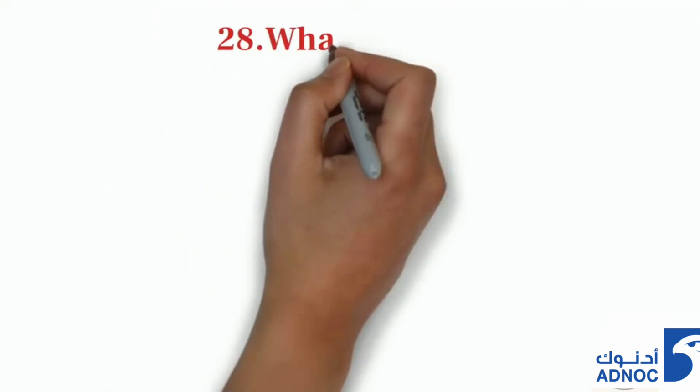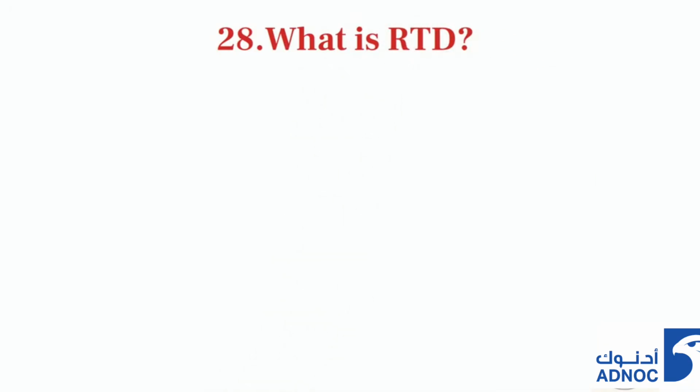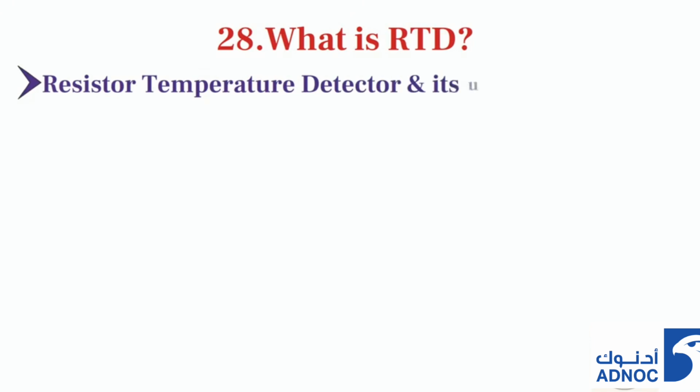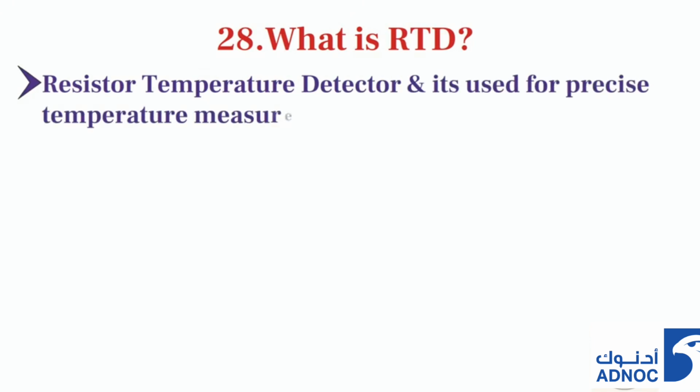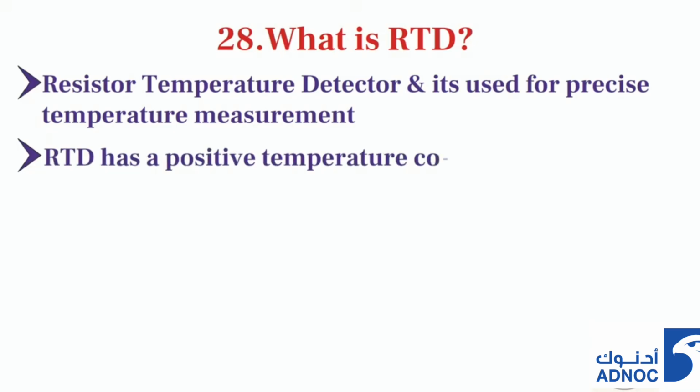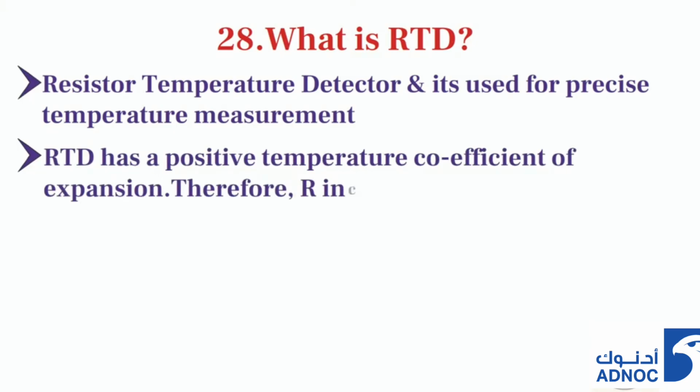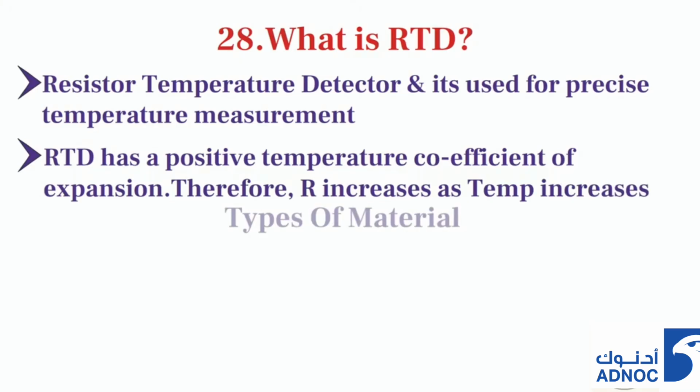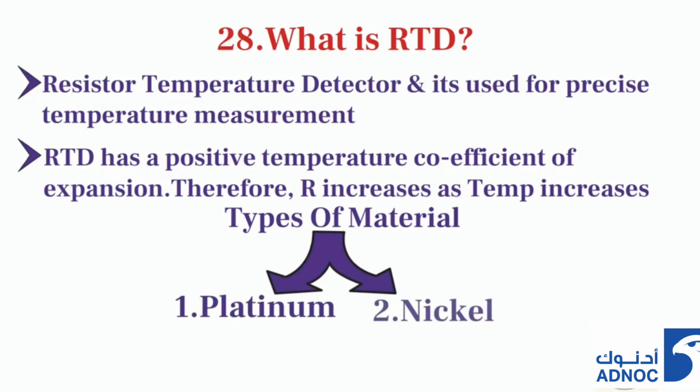Next question is, what is the RTD? RTD is resistance temperature detector, and it is generally used for precise temperature measurement. RTD has a positive temperature coefficient. It means the resistance of RTD increases when the temperature increases. Based on material, RTD has two types. First type is platinum, and second type is nickel.